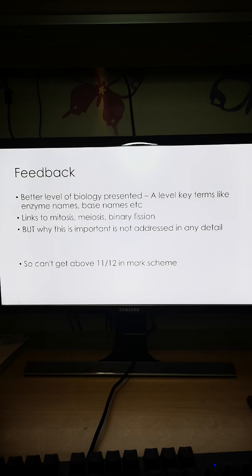But they didn't really explore the importance of transferring that DNA information to the daughter cell, so it lacked detail. So you can't really get past 11 out of 12 in that mark scheme.